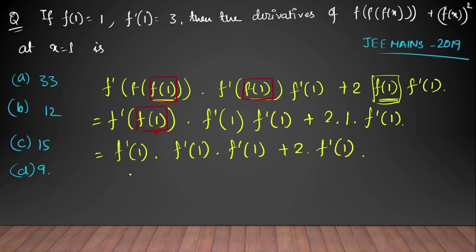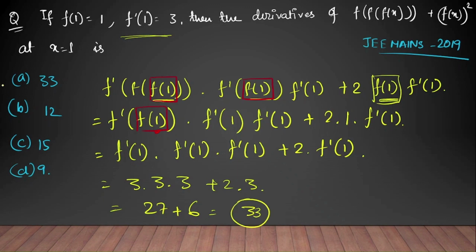In the question it is given that f'(1) equals 3, so 3 into 3 into 3 plus 2 into 3. That is 3 cubed, which is 27, plus 3 into 2, that is 6. 27 plus 6 is 33. This is the answer of the question. Option A is correct. I think you understand this question, so let's go for the next question.